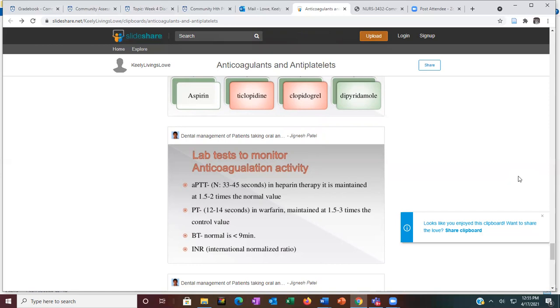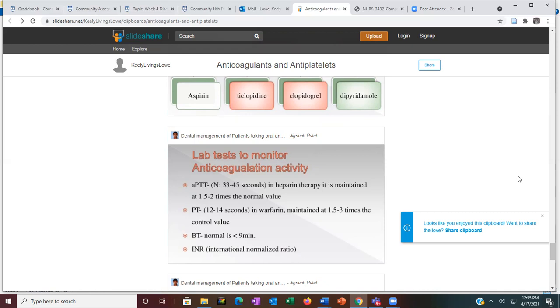Now you'll have that norm on your labs that you'll get back. It has the normal range, but that's for heparin therapy, and it's maintained at about 1.5 to 2 times the normal value. So 33 to 45 seconds is about 1.5 to 2 times longer than it would take for our blood, you and I, for our blood to clot, because we're not taking an anticoagulant.